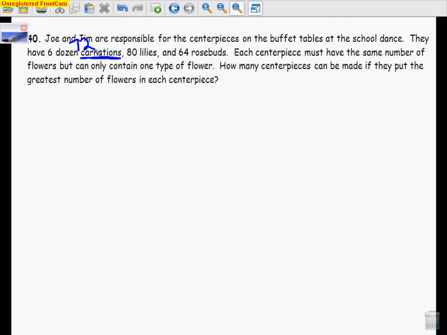Now, they're doing centerpieces, and you want the same number of flowers in each centerpiece. But you also want the greatest number in each centerpiece. So the first thing that we need to do is find out, if we're using all these flowers, what is the greatest number that divides evenly into all the number of flowers we have. Well, the greatest number that divides evenly into all of those is 8. 8 is the GCF.